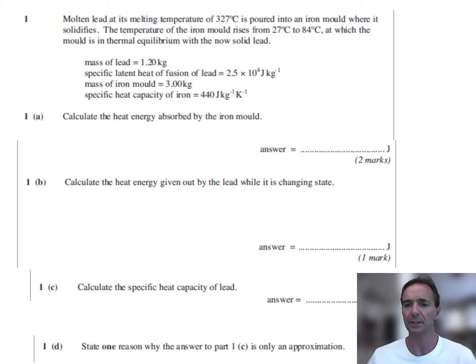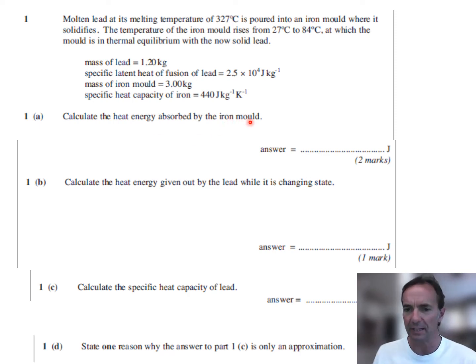And I haven't read a question yet. Mass of lead, great, we've got the mass. Specific latent heat of fusion, mass of iron mold, specific heat capacity. Right, okay, let's just check units. Kilograms, yes. Yep, they're all fine. The only thing is, it looks like we're going to be fine with degrees C because it's just changes in temperature. Calculate the heat energy absorbed by the iron mold.